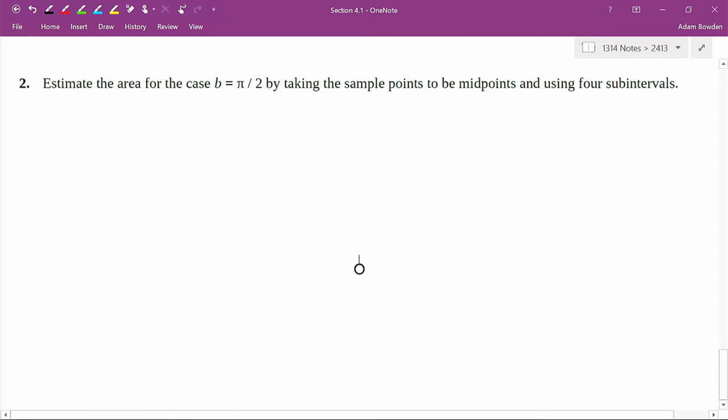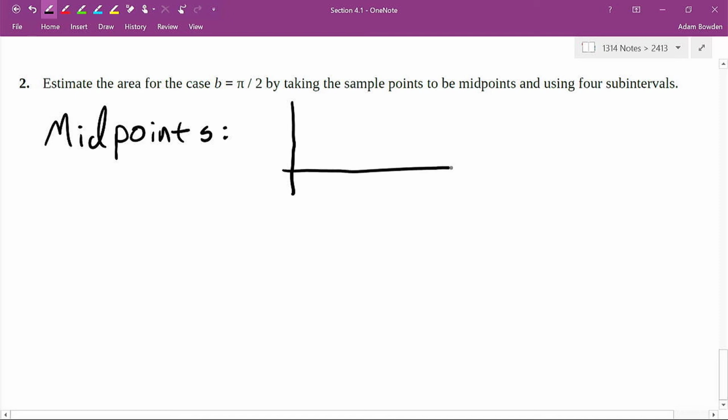Now this next one says, estimate the area for the case where b is equal to pi over 2 by taking sample points to be the midpoints and using 4 subintervals. So far I hadn't shown what it meant by midpoints. We've used right and left rectangles so far, but we can also use really any location we'd like to position things. But midpoint means the middle of the rectangle is positioned on the curve. So there's a point on the curve located at the top, and the top is at the middle of each of the rectangles.